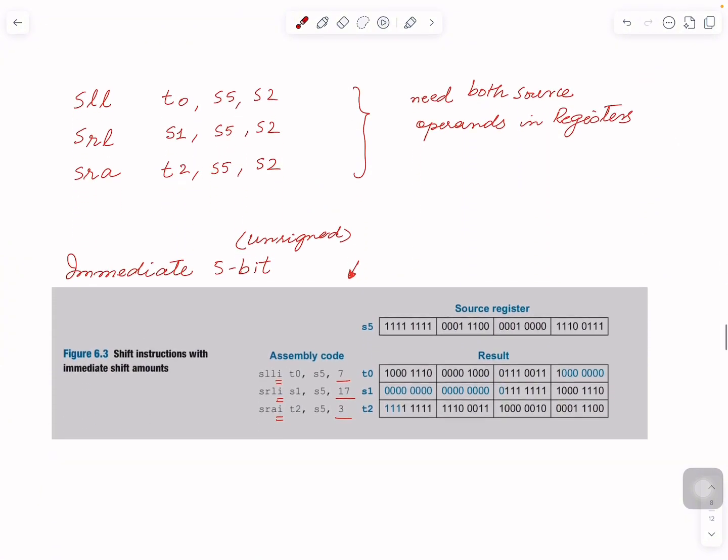Similarly, we looked into shift left logical, shift right logical, and shift right arithmetic, and there are immediate versions of those as well. The I indicates that one of the operands is a register. This register value we want to shift left by 7, right by 17, and right arithmetic by 3, where the sign of this bit is replicated 3 times.